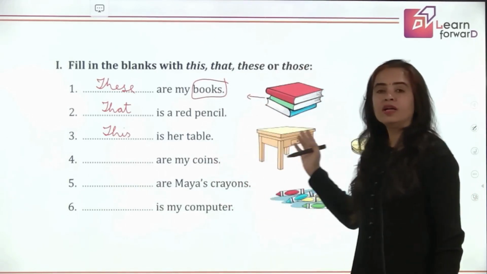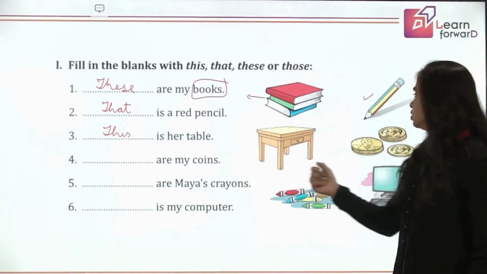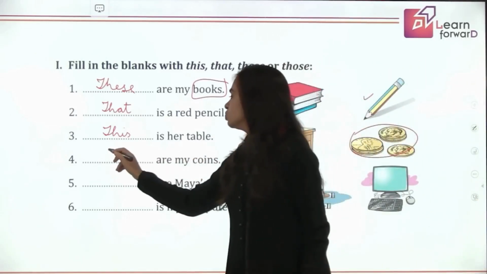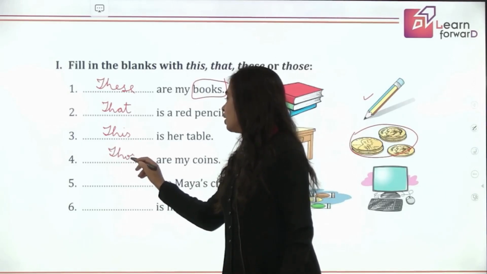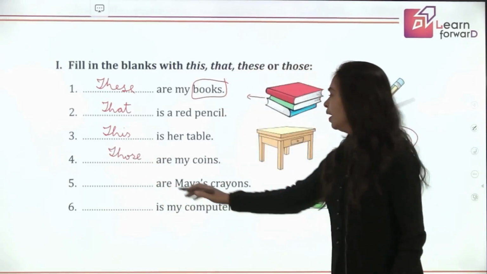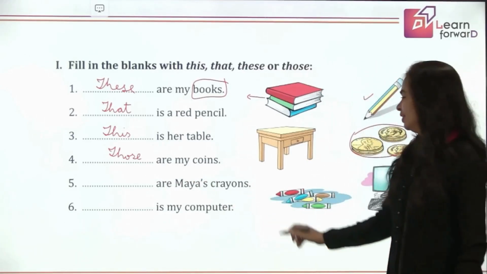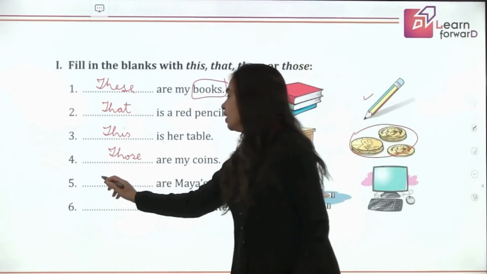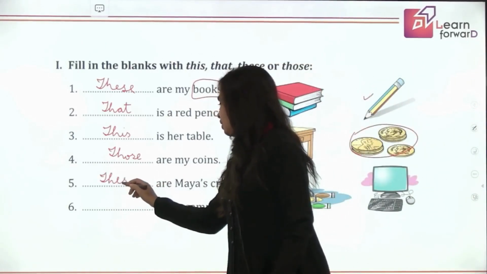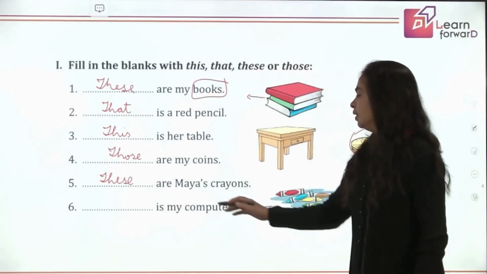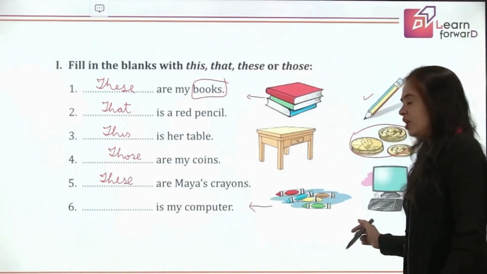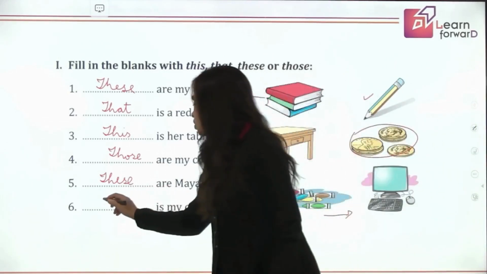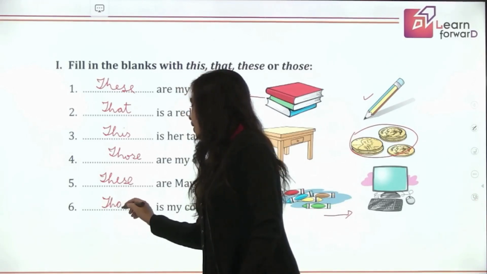Dash are my coins. Again, what you see, they are away. So we will be using those. They are plural also. So we will say those are my coins. Dash are Maya's crayons. These are closer. So we will be using these because they are in plural also. So these are Maya's crayons. Dash is my computer. It is away. So for computer, away and singular, we will be using, good, that.